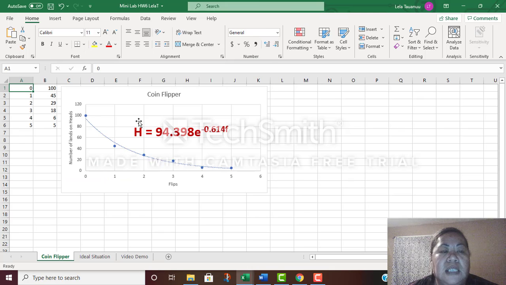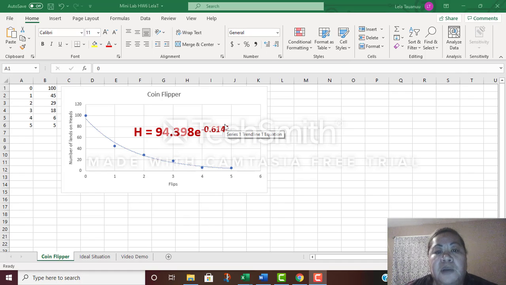So this is Excel already pulled up. This is my 5 rounds, and these are the amount of heads that I got on each flip. And then this is my scatter graph. This is my exponential equation. I used the H for the Y value for number of lands on heads, and then for my X value, F for flips, for the round of flips. And this is the equation that I got.